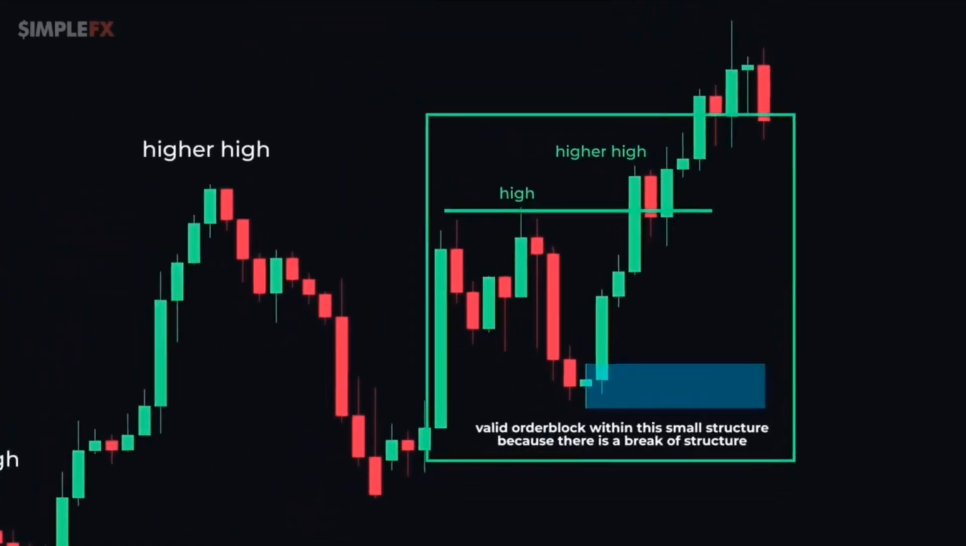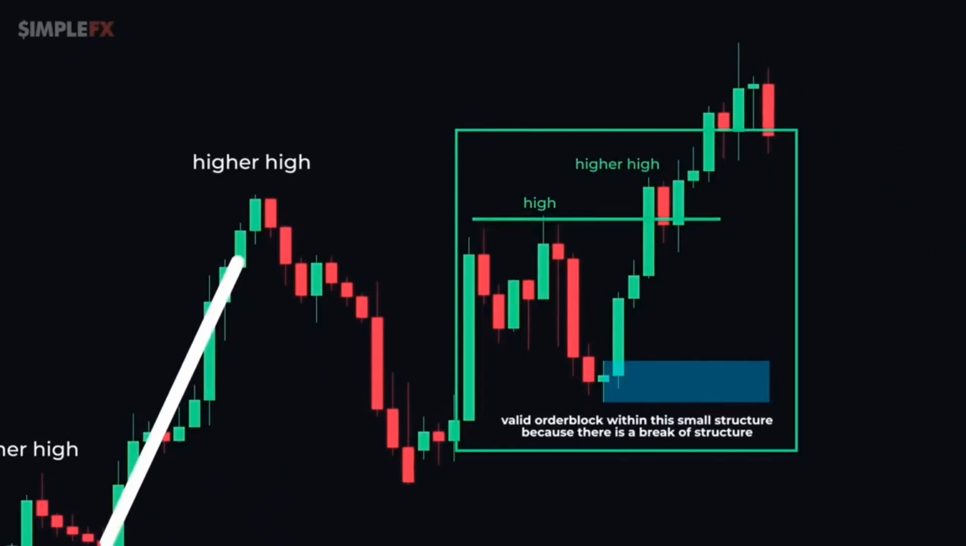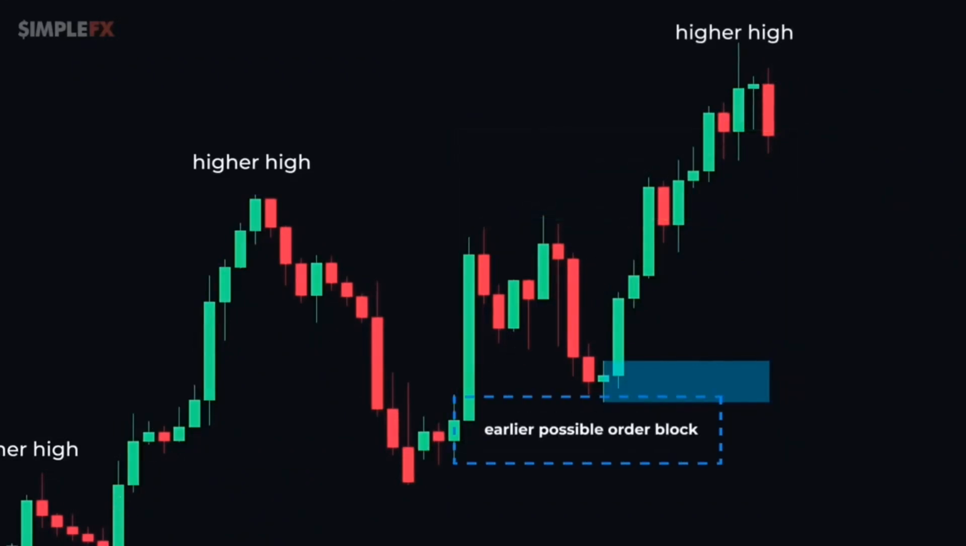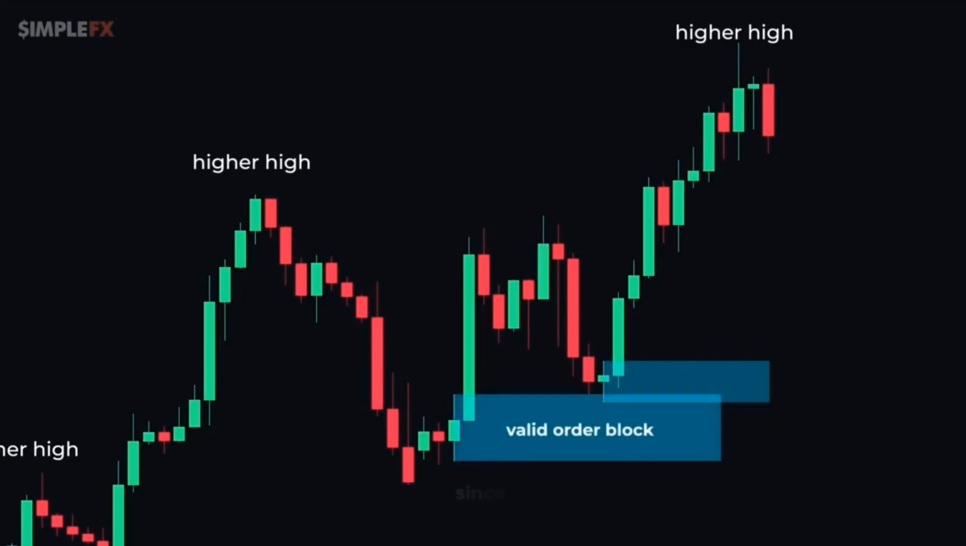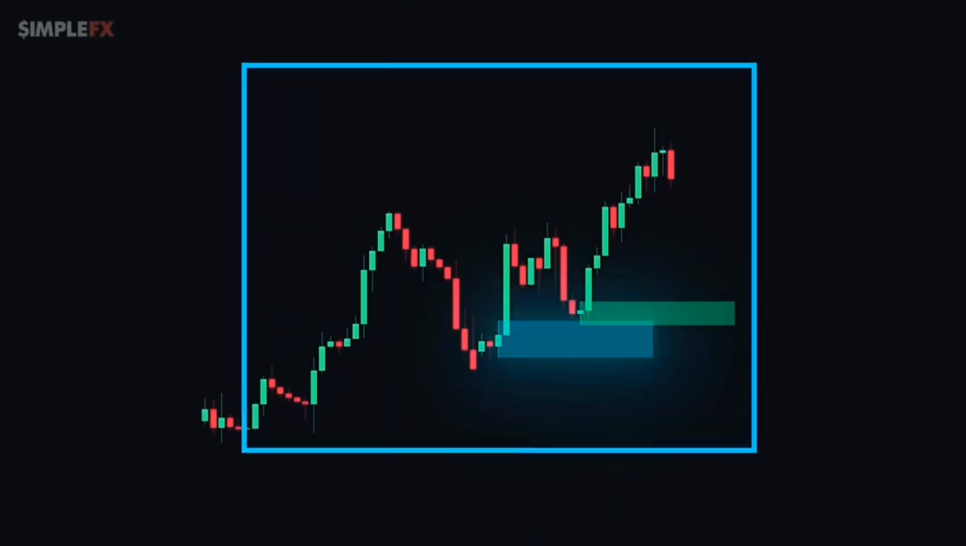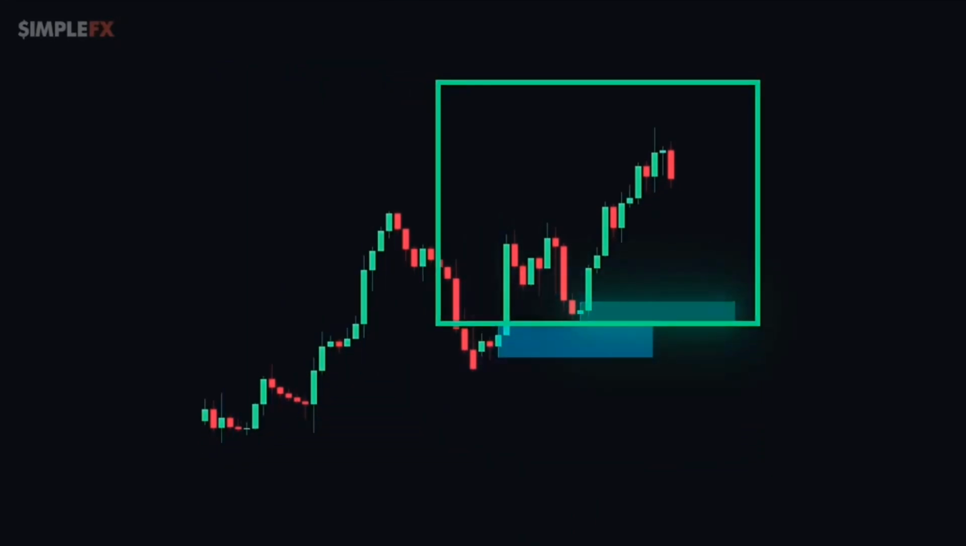However, if we look closely, we also see that the price made higher highs within the previous larger structure. This means the earlier possible order block is now a valid order block as well, since the price formed higher highs within that larger structure. So, when drawing order blocks, it really depends on which structure the order blocks are formed within.